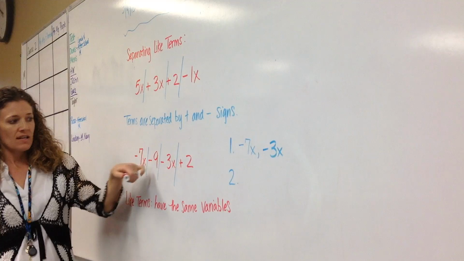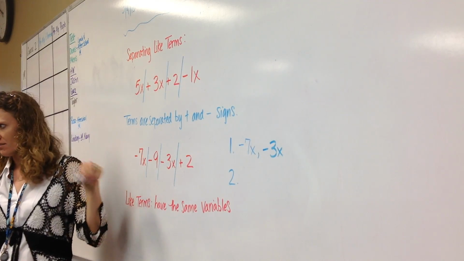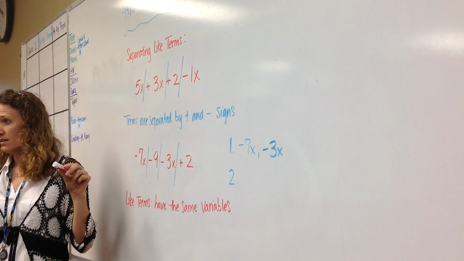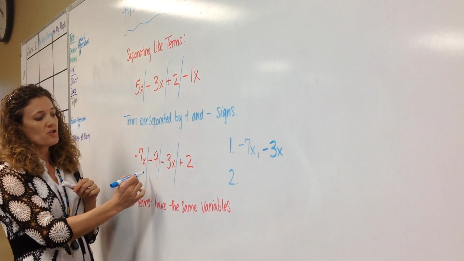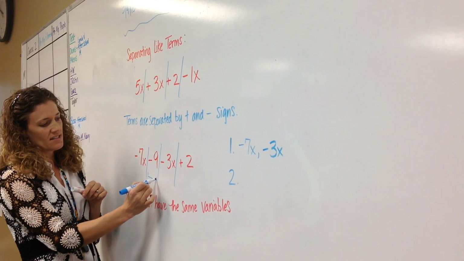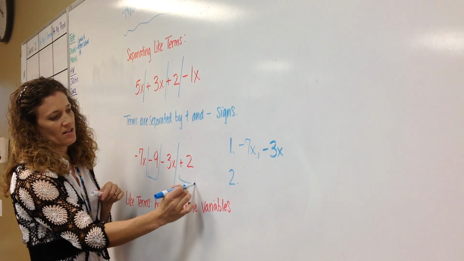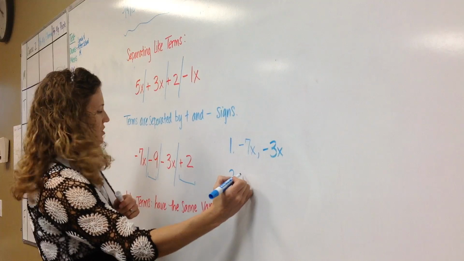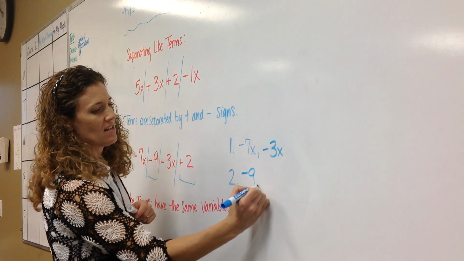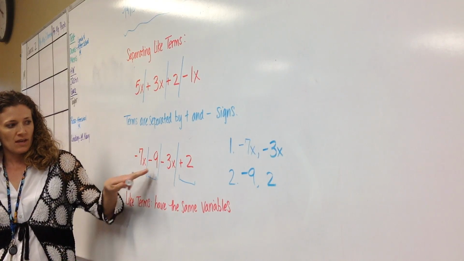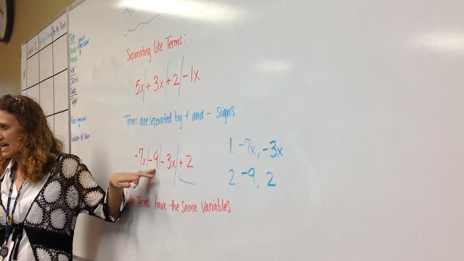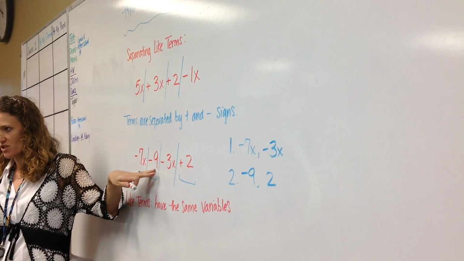Okay, now, what else are like? What else are similar in this? Whoa. There's nothing else that's similar. Okay, we have two constants. Our constants, okay, are similar. They're like things. So you would write negative 9 and 2. Okay, this negative sign goes with that 9. That's why it's helpful to separate them first.